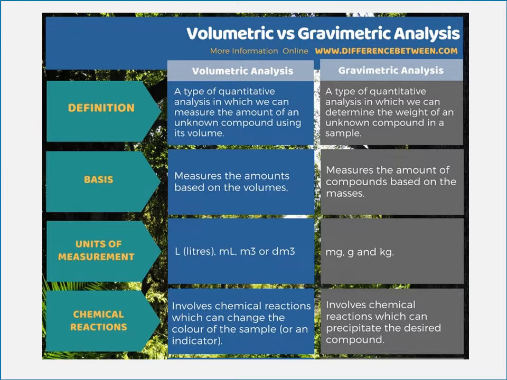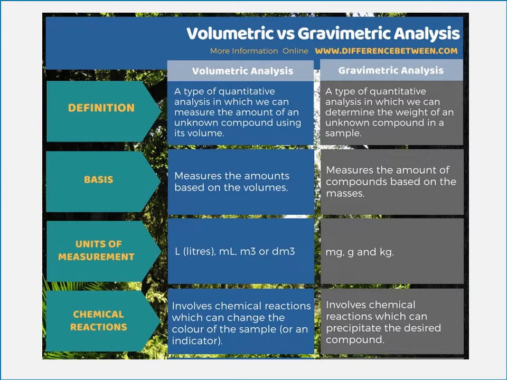The basis of volumetric analysis is measuring the amount based on volume. Gravimetric analysis measures the amount of compounds based on mass. For units of measurement, volumetric uses liters, milliliters, and cubic meters or dm3. For gravimetric, we have milligrams, grams, and kilograms.